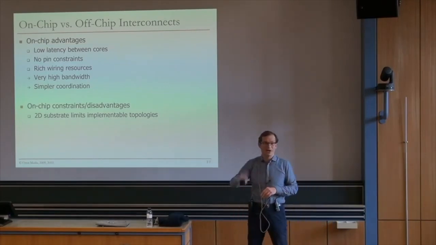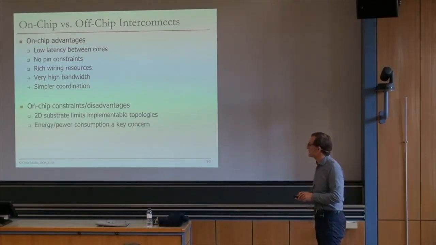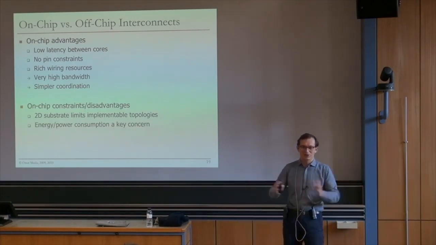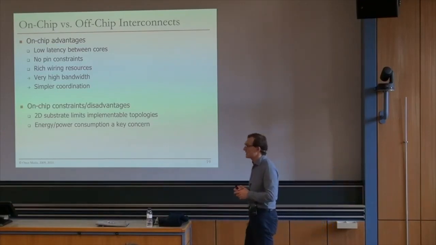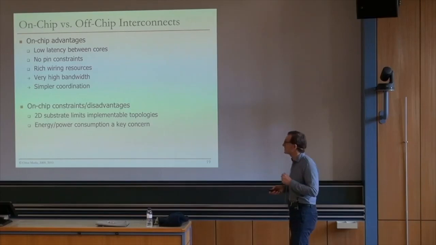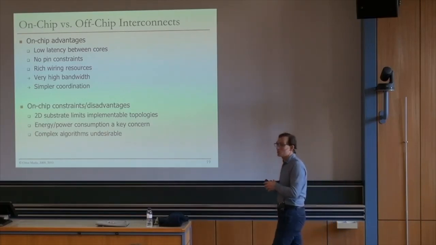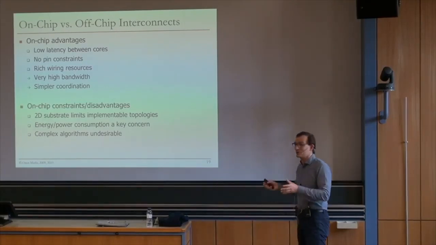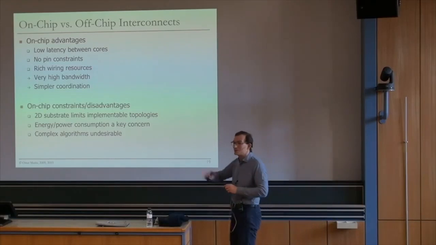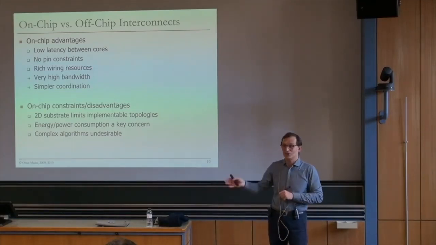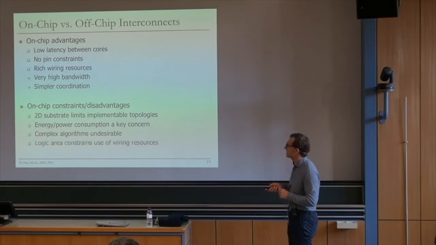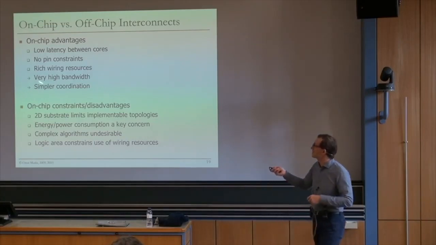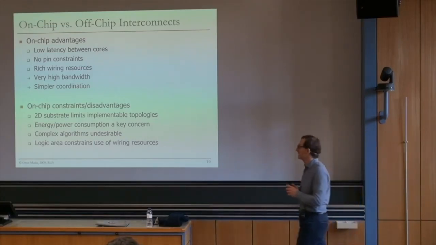How many metal layers you have, for example, limits your implementable topologies. And energy and power consumption is a key concern on-chip because you're limited. The limited power is true everywhere, but on-chip you may actually have even more constraints because you have things that are consuming that power, like processing elements. So complex algorithms are usually undesirable because what you put over here is really hardware-based algorithms, and in hardware you don't want complex algorithms in general. Whereas if you have a router that's doing software-based switching, the algorithms may not be that hard to make complex. And also you have logic area that constrains the use of wiring resources. You may have a lot of wiring resources, but you don't want to have huge area in your router, for example.